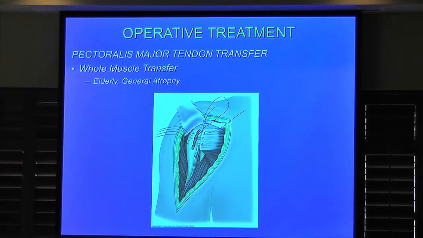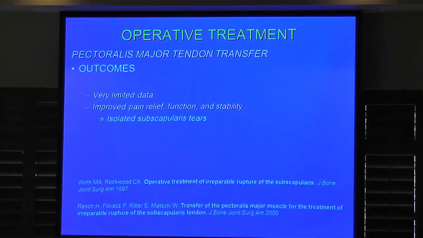If you have an older patient, just not as strong or in somewhat general atrophy, you may take the whole pec unit and transfer it up to the lesser tuberosity where the subscapularis would be. We have very limited data. This is not really scientific, more expert opinion and small case series, but it can provide pain relief, function, and stability, mostly for isolated subscap tears.